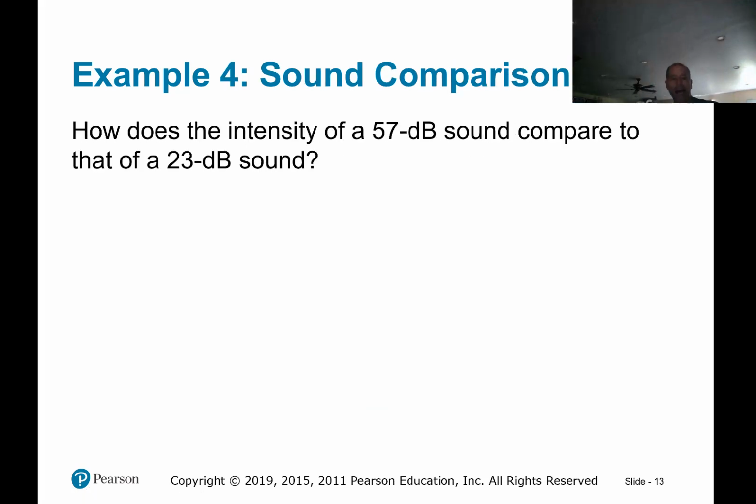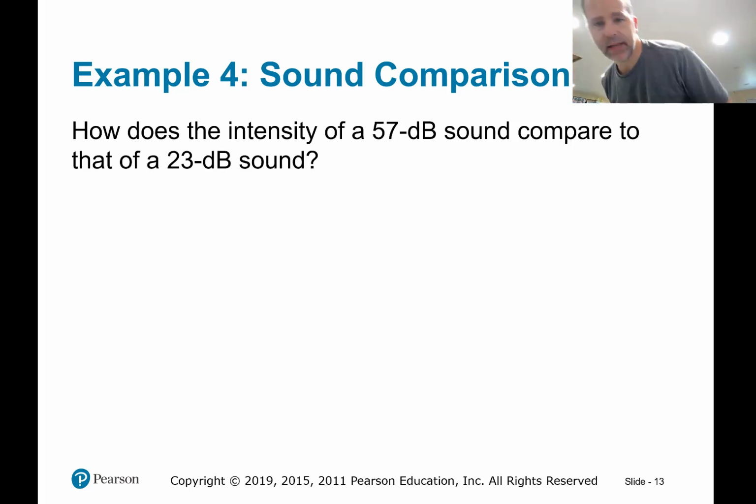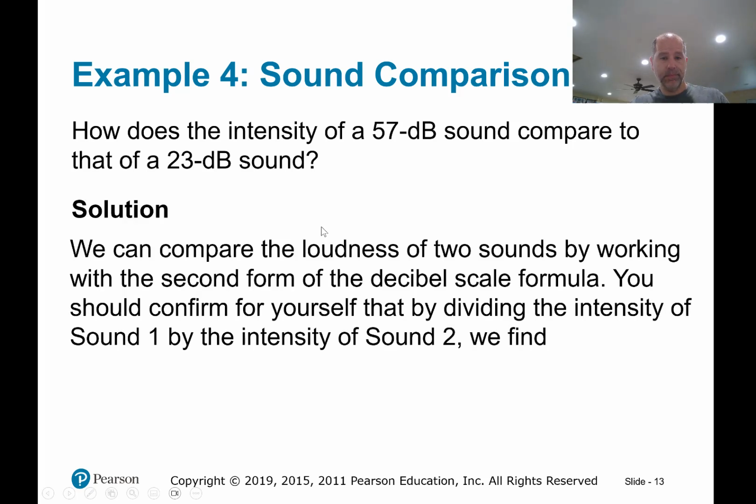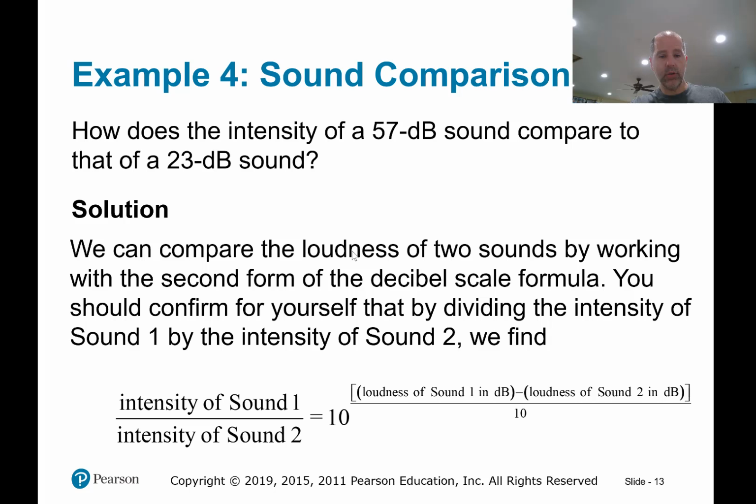All right, now, how does the intensity of a 57 decibel sound compare to that of a 23 decibel sound? Here's where, when we're going to compare these two, we're going to divide them. So we're going to divide the two formulas, and we want to compare the intensity. So we're going to have to use the formula that involves intensity, the exponential. Again, we're going to take the intensity of sound 1 and compare it to the intensity of sound 2. And so we're going to divide.